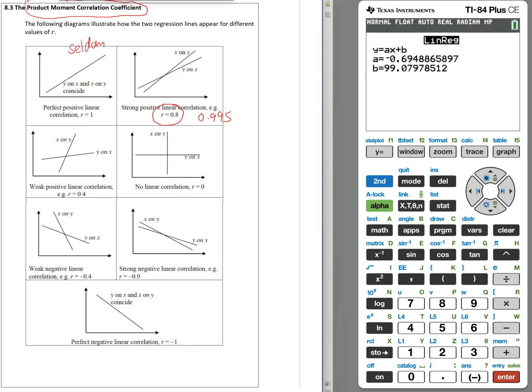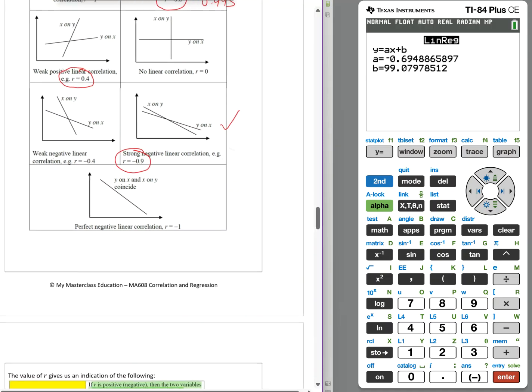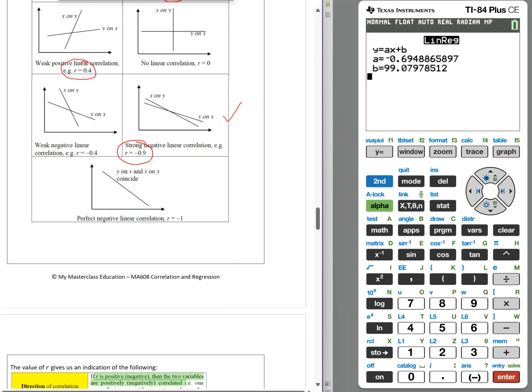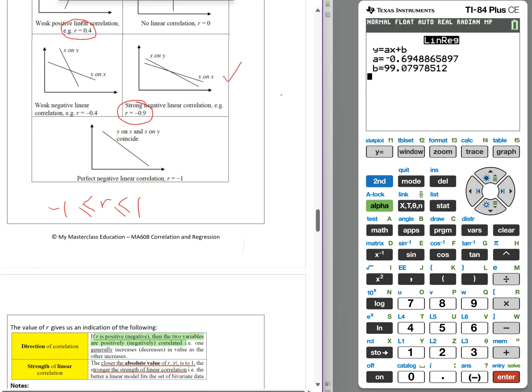But if the R is like 0.4, then you say there's a weak positive correlation. At the other end of the spectrum, if R is like negative 0.9, then you say there's a strong negative correlation. As well, if you have an R which is like negative 0.4, then you say that there's a weak negative correlation. So it's about understanding how to explain when you have your R. Your R, which is the product moment correlation, will always be between negative 1 and 1, where the closer you are to negative 1 or 1 is better for you.